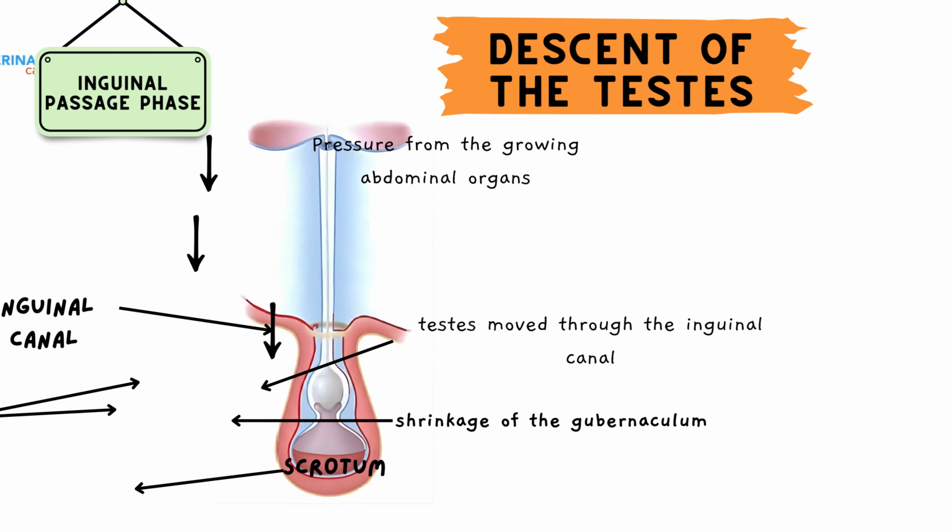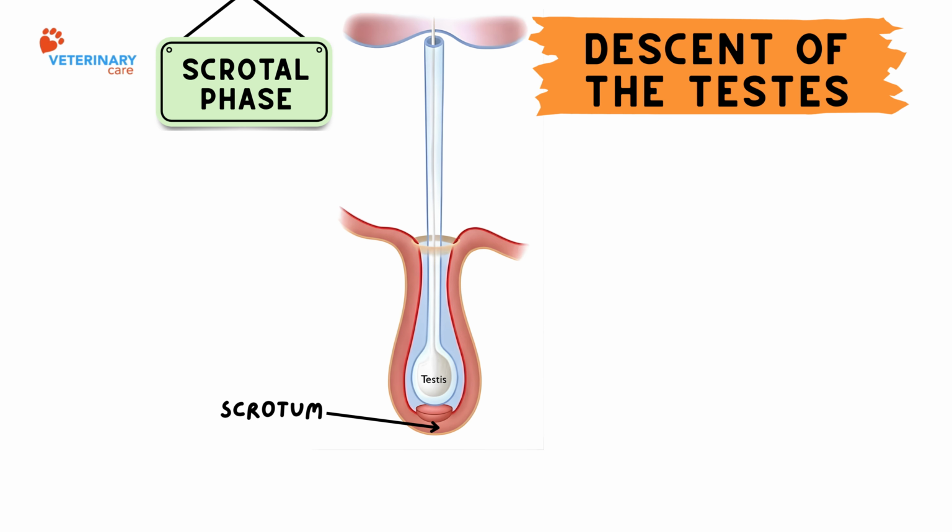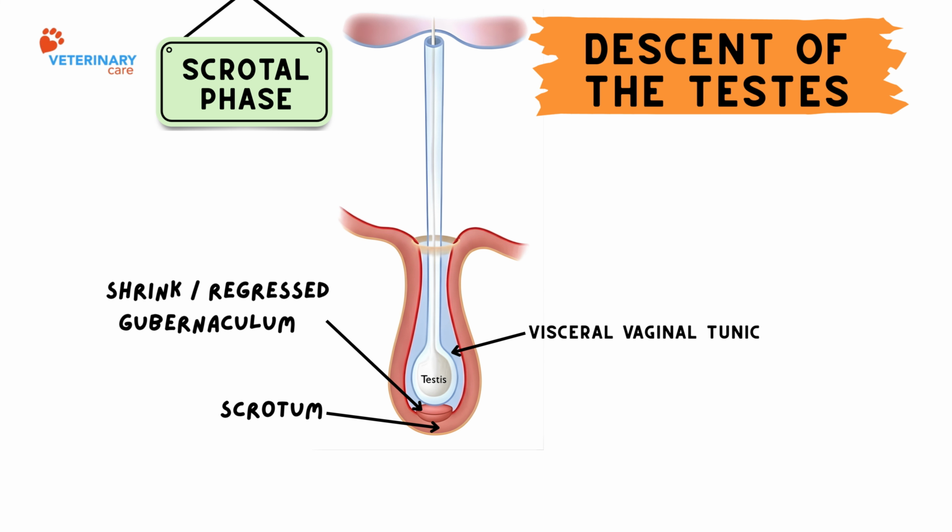Finally, we have the scrotal phase, the last step of descent. The gubernaculum continues to shrink, pulling the testes fully into the scrotum. The peritoneum now forms the complete vaginal tunics, the visceral vaginal tunic covering the testis, epididymis, and spermatic cord, and the parietal vaginal tunic forming a fold just outside the visceral layer.